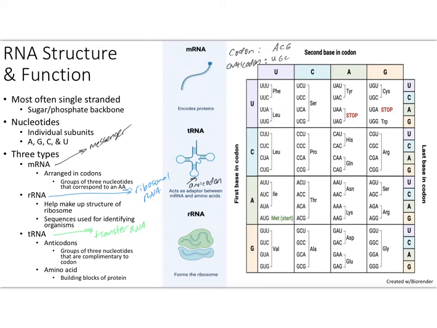We'll talk about all of that more in depth in the next several slides, but that's just the big picture for here. And also, RNA is really cool. It helps make up the structure of ribosomes and plays a significant role in understanding evolutionary relationships and identities of organisms.